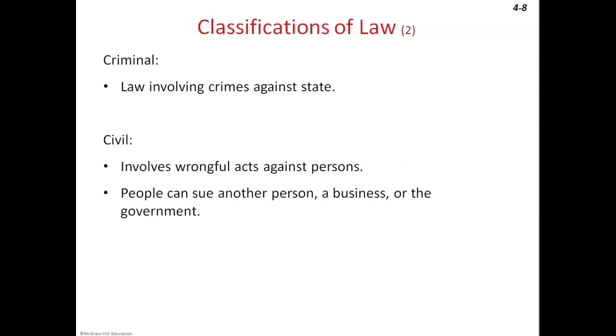Crimes normally land in one of two categories, either criminal or civil. I'm going to begin with civil. Civil law does not involve crimes against the state, but instead involves crimes against people. Under civil law, people can sue one another, a business, or a government.